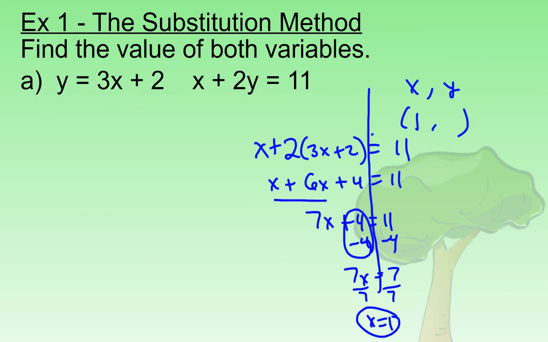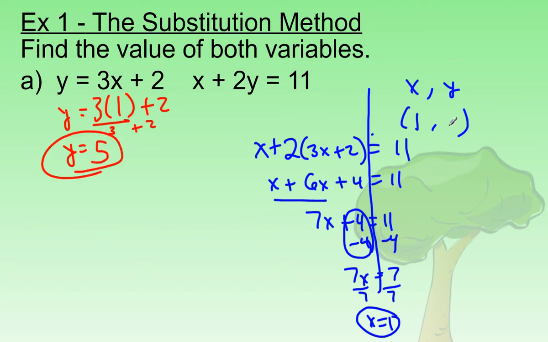Alright, so I'm going to take the x value of 1 and plug it into both equations. I want to show you that it gives you the exact same y value. So if I plug 1 in here, 3 times 1 plus 2 equals y. Y equals 3 plus 2, which is 5. So we believe the y value is 5. The only way to be sure is if we plug that into the other equation as well.